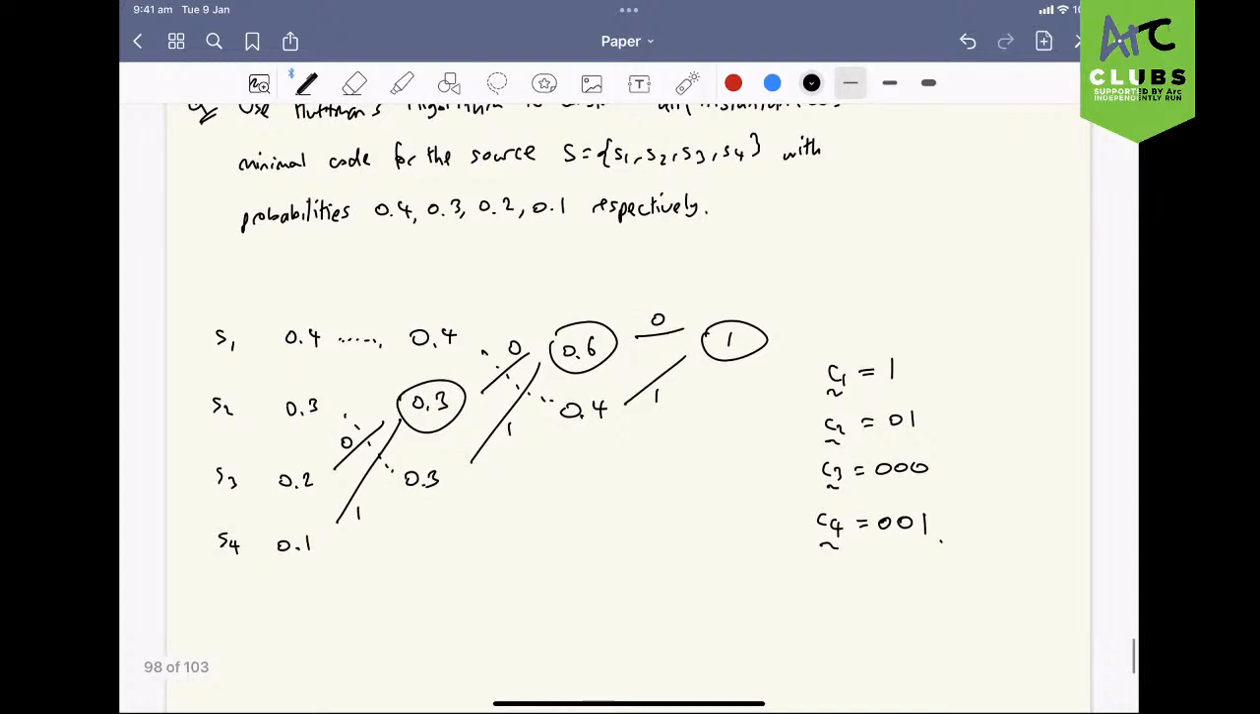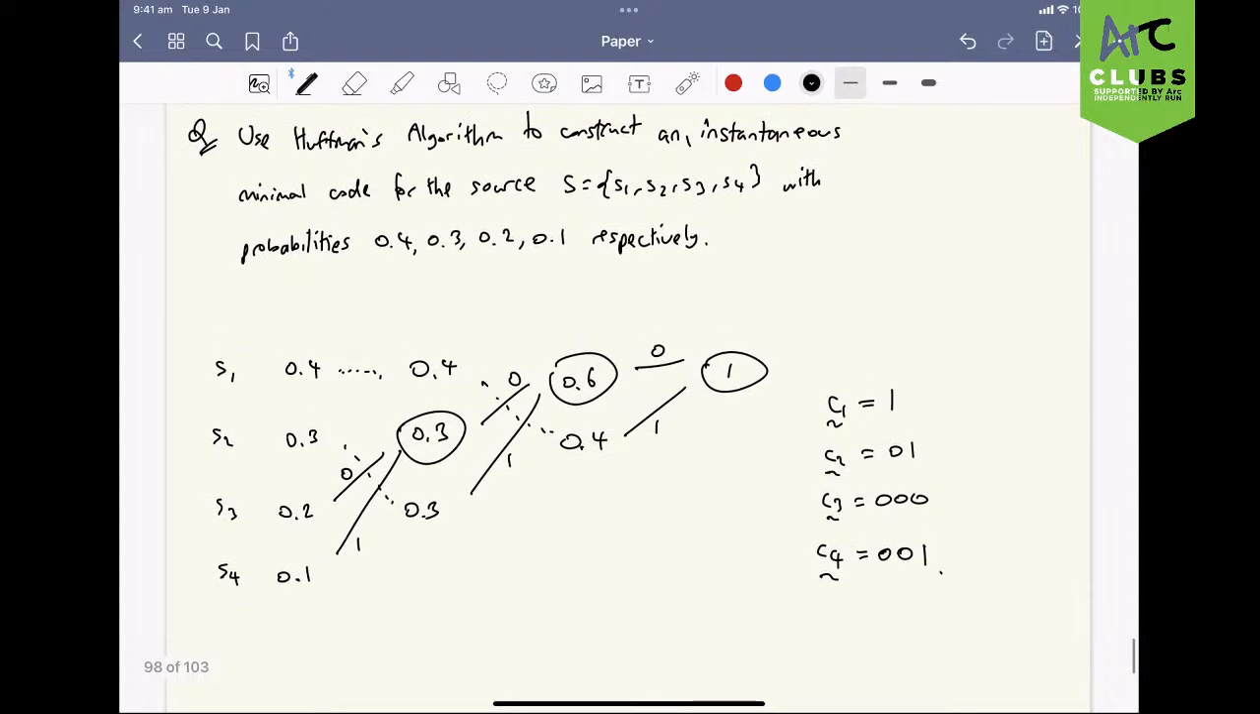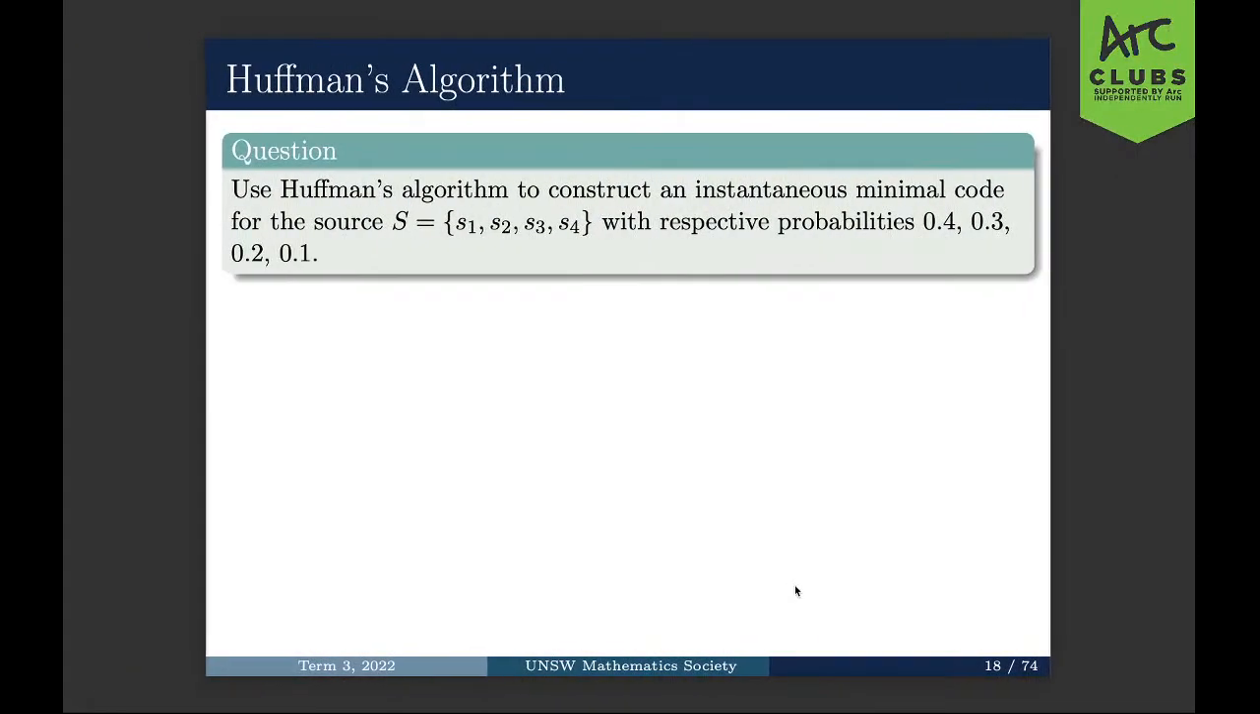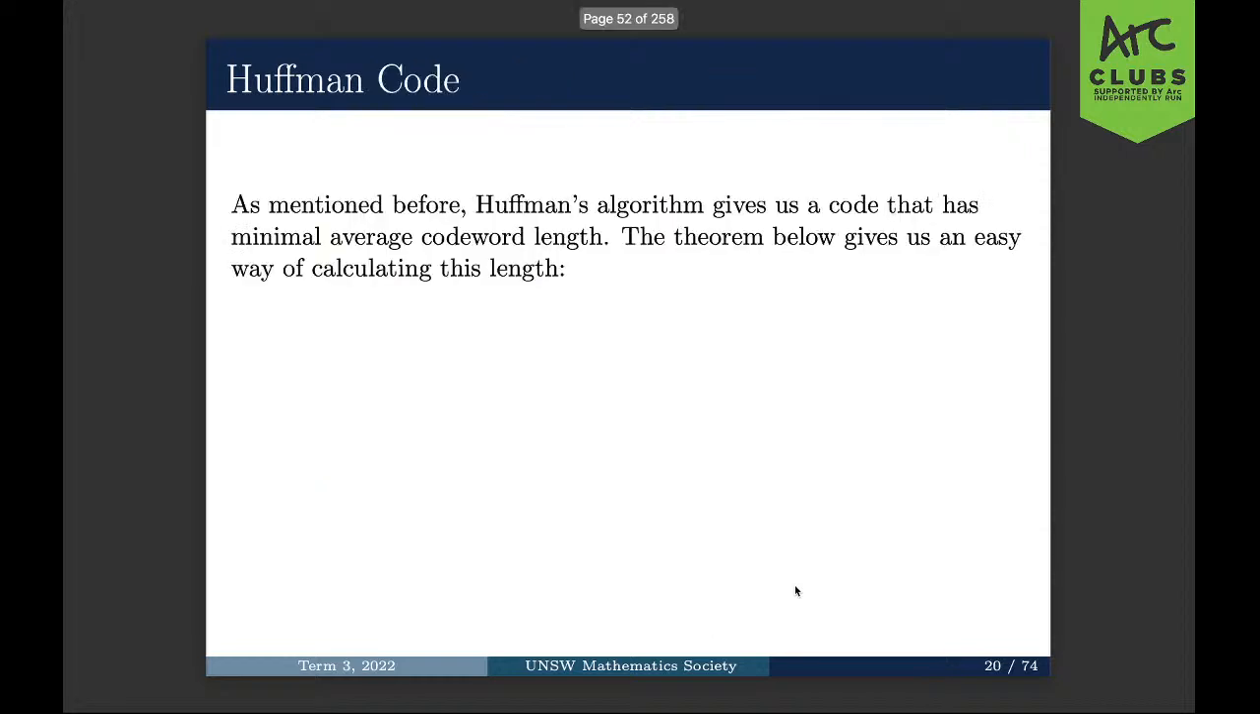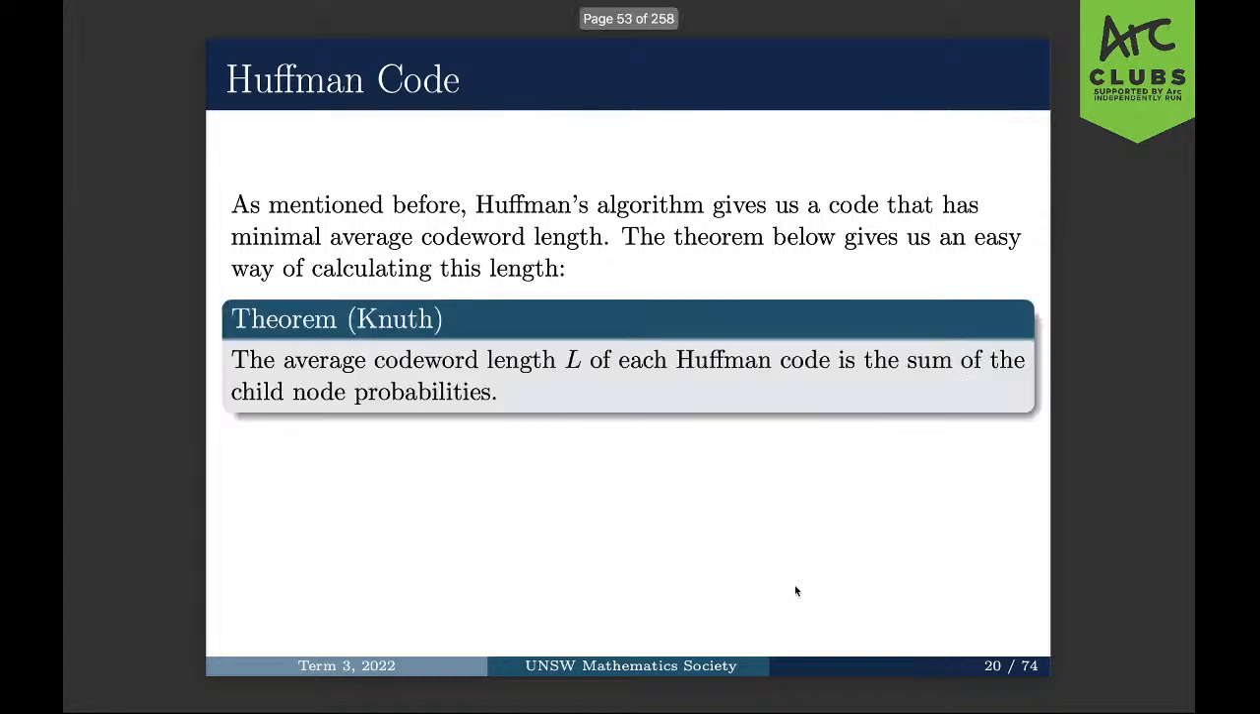And it turns out this is a minimal one. So you can't really do better than this for these probabilities at least. Yeah, so that's where it is. I just said that Huffman's algorithm gives you the minimum average code word length. To find this actual code word length, you can either just multiply the probabilities with the code word lengths that we found, or there's a theorem that makes it really, really easy for us.